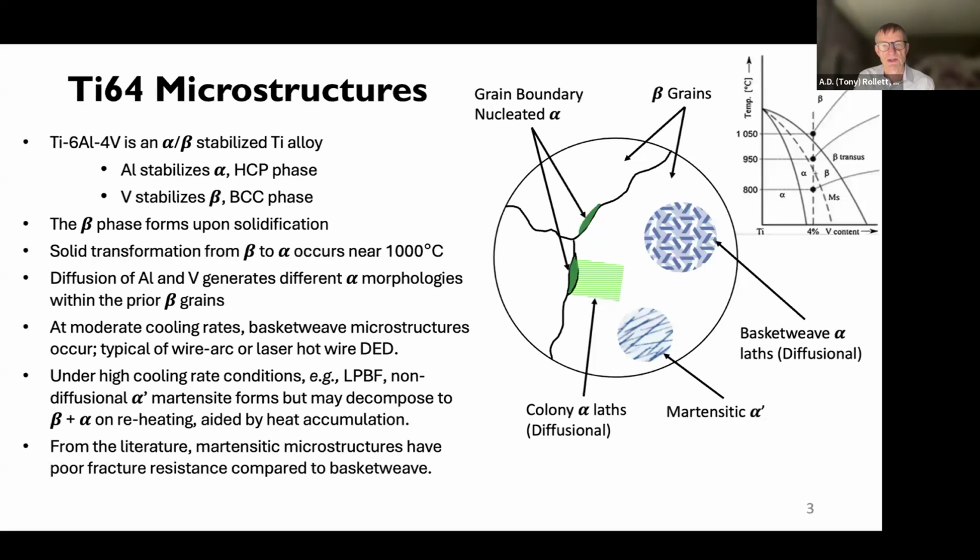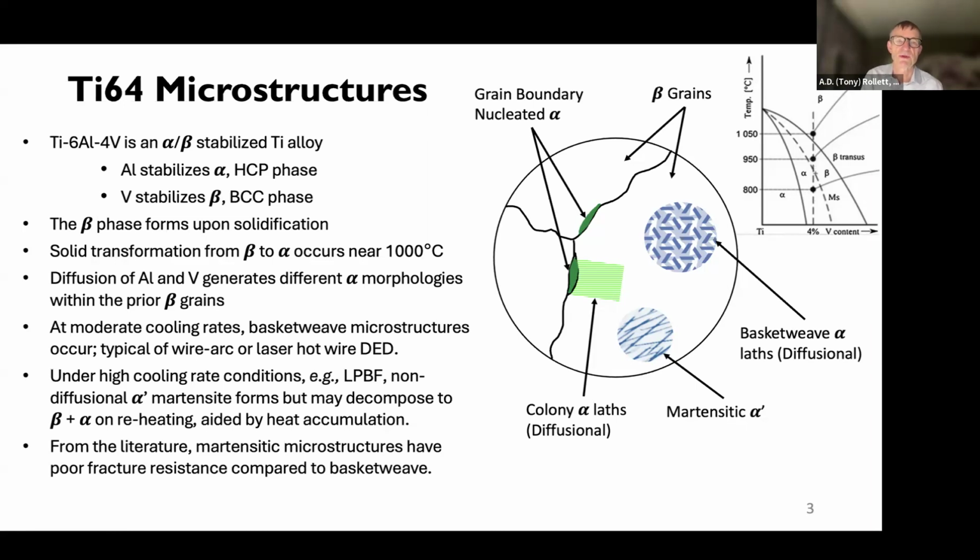As nearly everybody on this call is, I'm sure, quite well aware, when you freeze titanium, or Ti-64 as I'm going to call it, what you first get is the beta high temperature phase, and then it undergoes a solid state phase transformation in the vicinity of 1000 centigrade. If you cool slowly, you get a diffusional transformation. The aluminum goes into the alpha and the vanadium goes into the beta, and you get a mixture of alpha and beta. If you give it enough time, then you get something close to the equilibrium amount.